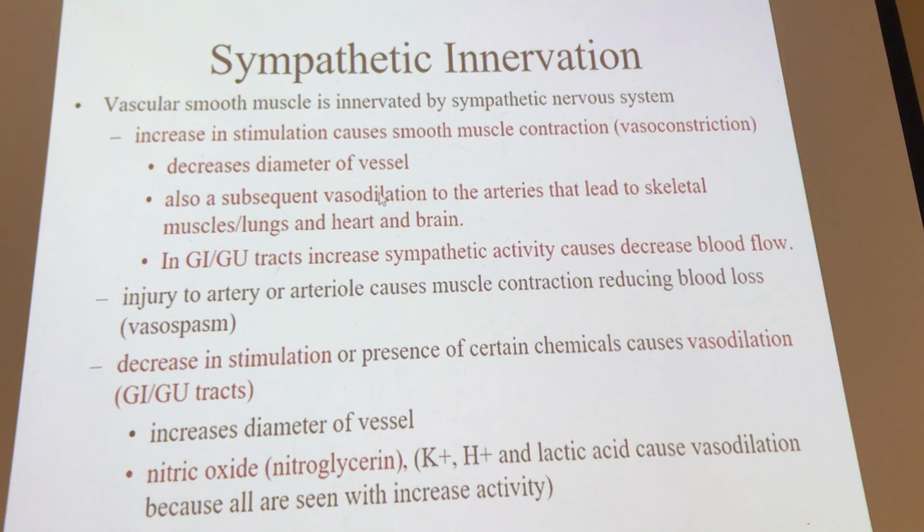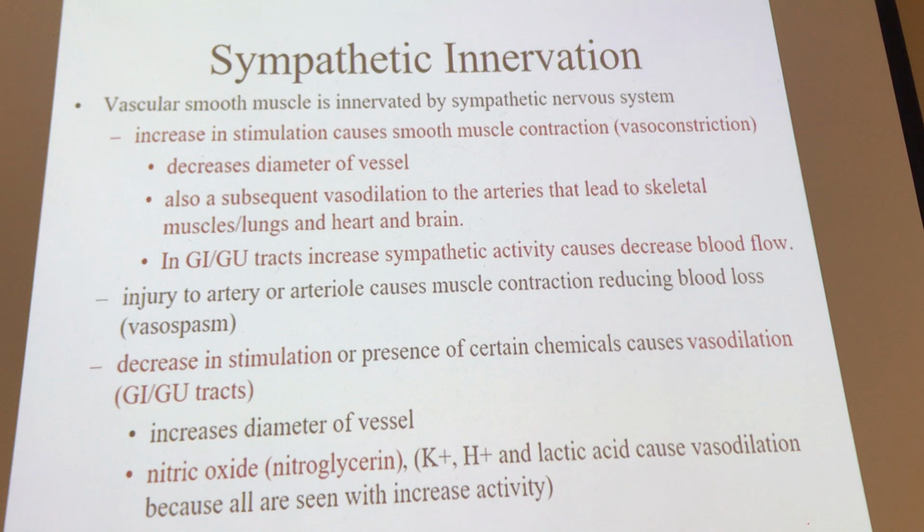So with sympathetic innervation, vascular smooth muscle is innervated by the sympathetic nervous system. Increase in stimulation causes smooth muscles to contract. In the blood vessel, it causes vasoconstriction, decreasing the diameter of the vessel. In the GI-GU tracts, it causes decreased blood flow in that area.